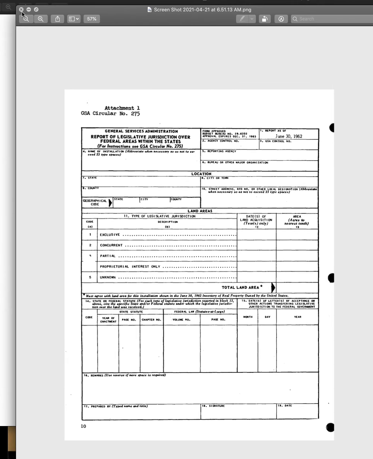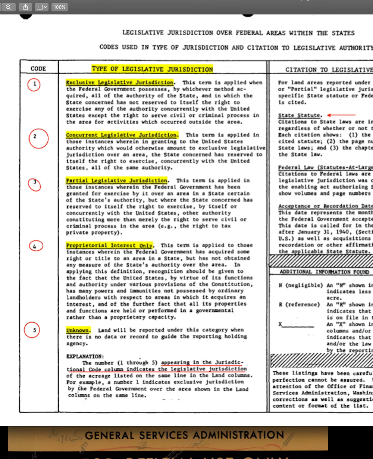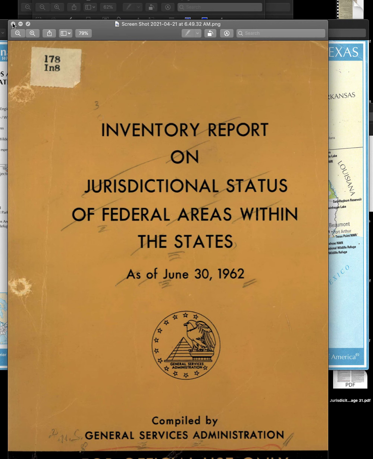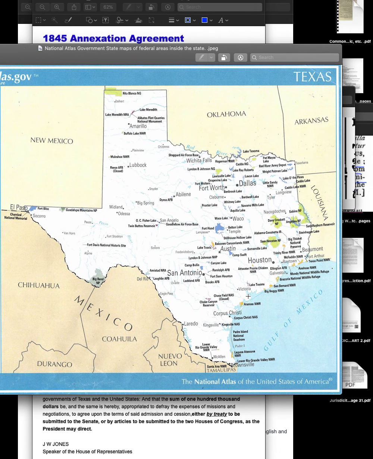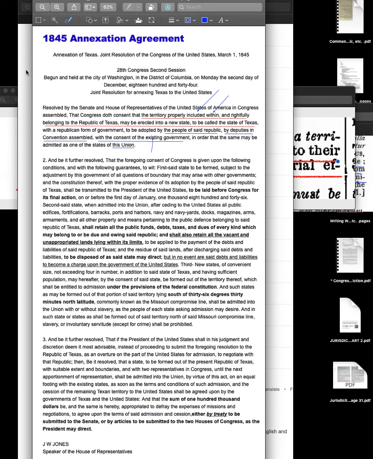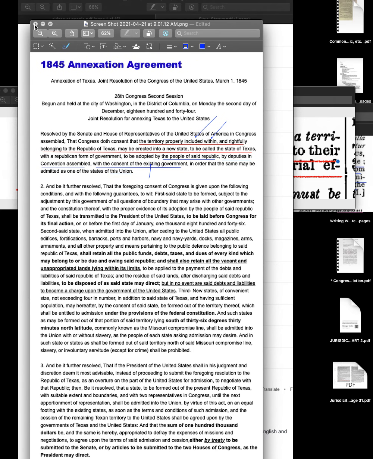And then the federally created state. Let's look at that really quick. There is a congressional record. So the federal areas inside the state are the federally created state, which it says that's what it's going to do, such as in this Texas annexation agreement, that it's going to erect a new state. Not in all of Texas, but only those lands that were ceded may be erected into a new state. Just those territories that they ceded.